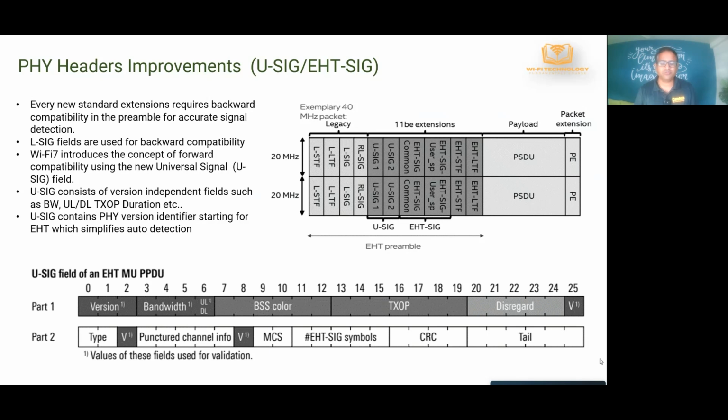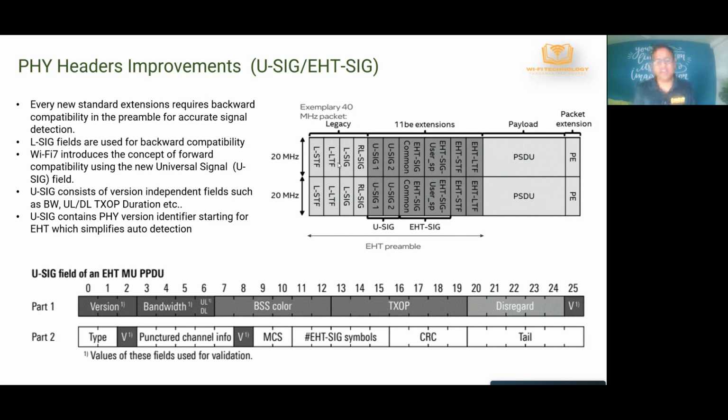Which means that in the preamble, you will have the legacy training sequences, so that the legacy devices can do signal detect and identify frames using the legacy preambles. And that information is still part of the Wi-Fi 7 EHT preamble. But then there are some new fields added. There's something called a U-SIG field, or a universal signal field. The idea of this field is to provide some fields that are used across all standards, like bandwidth information, uplink, downlink, transmission opportunity durations, and things like that.